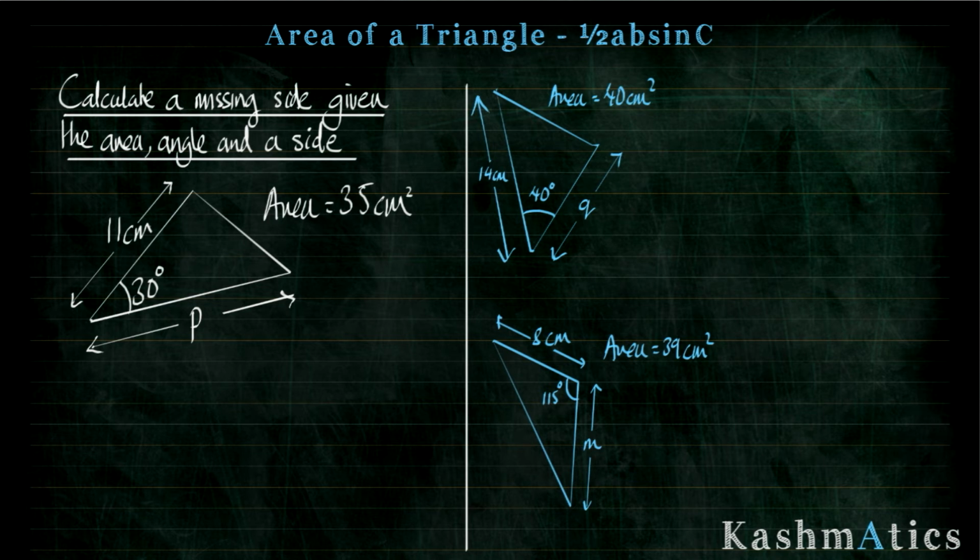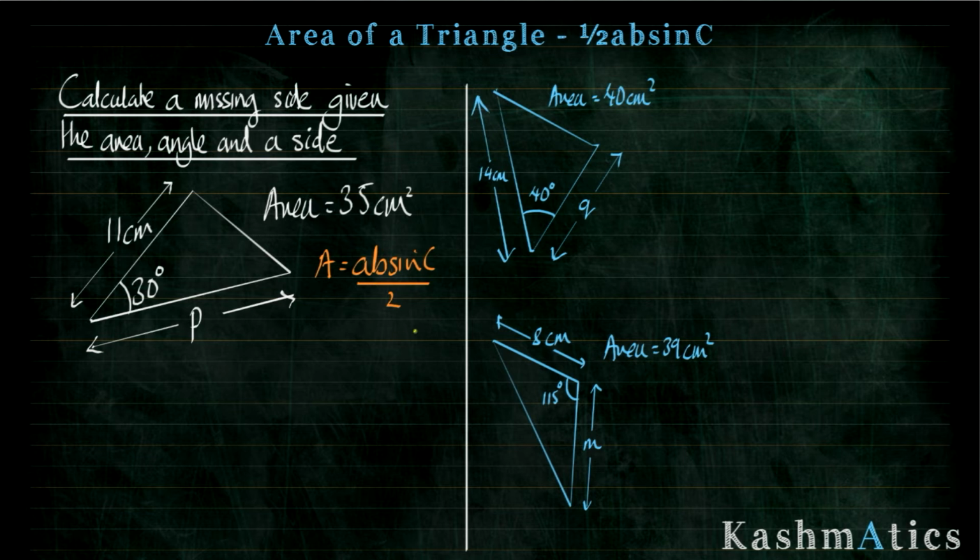In this example here, I'm going to be working out a missing side given the area, an angle, and a side. Okay, so this is the area, it's 35 centimeters squared. We're told this side here is 11 centimeters, and we're told this is 30 degrees, and we want to know what this missing side needs to be to get to this area. Now the first thing I do is write down the formula. So area is equal to AB sine C divided by 2.